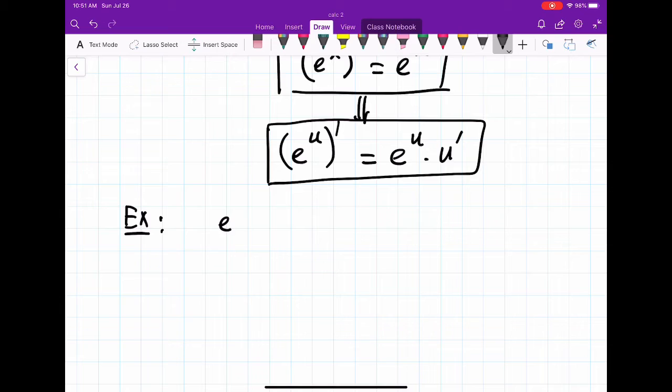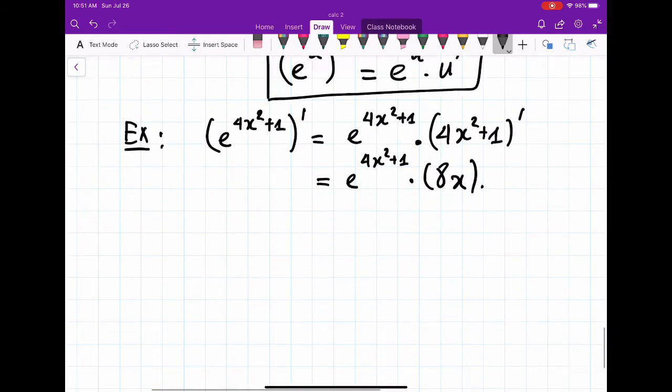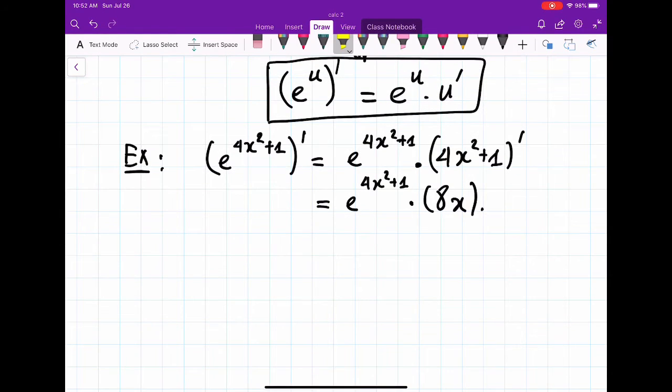All right, example. Let's find the derivative of e to the 4x squared plus 1. So you get e to the 4x squared plus 1, that is e to the u, and then u prime, the derivative of 4x squared plus 1. That is e to the 4x squared plus 1 times 8x. It's pretty easy, right? Each time when you differentiate e to the u, you still have e to the u. That is a very, very nice property.